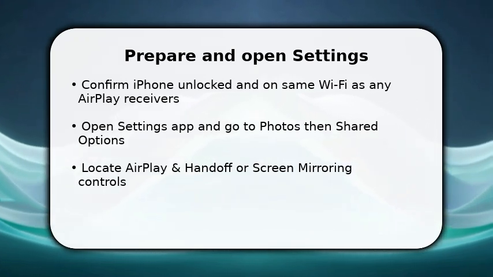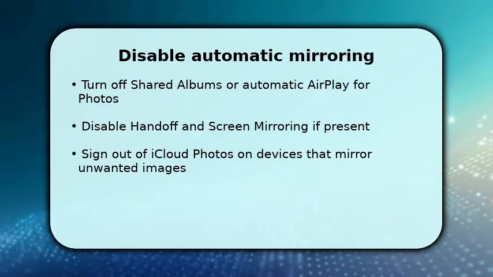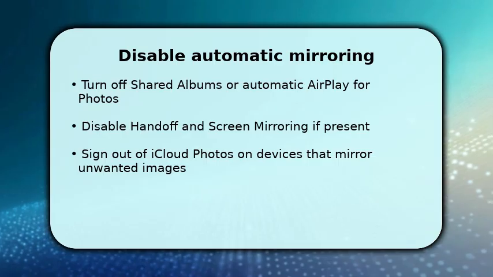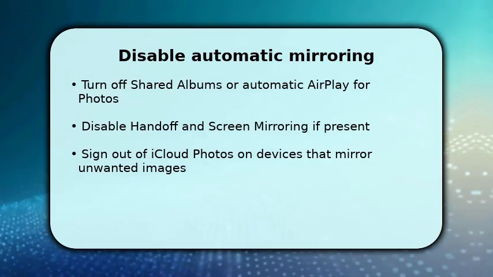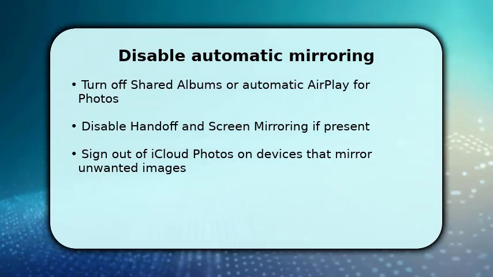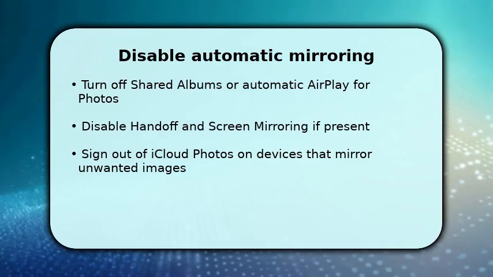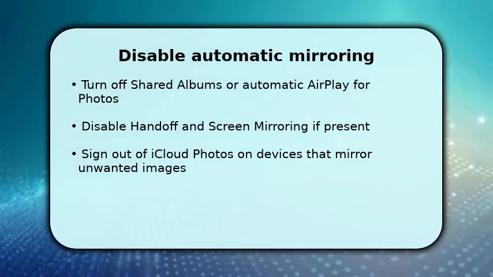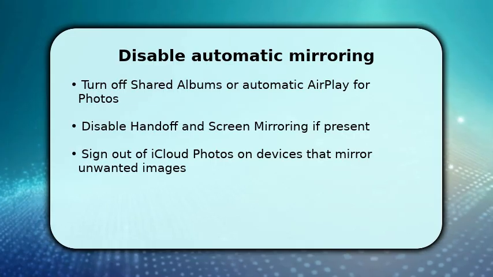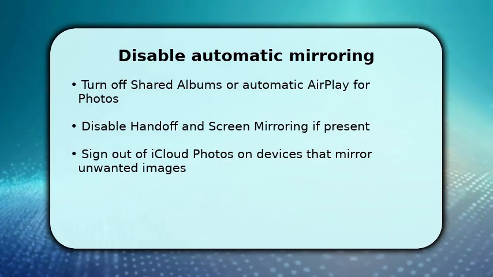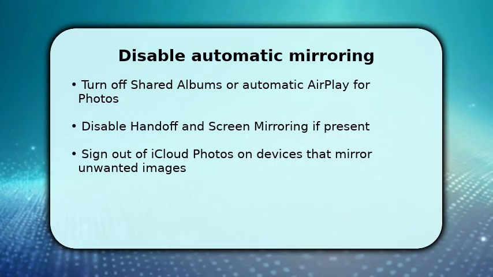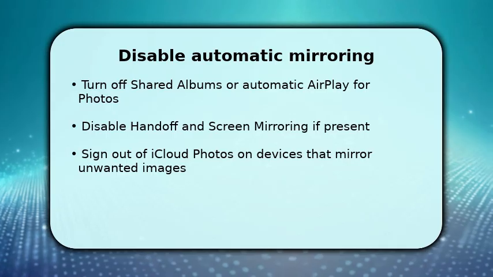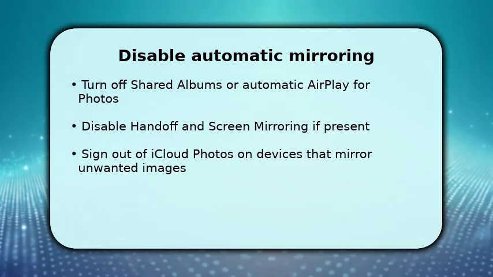Now you'll change the settings that cause photos to appear elsewhere. In Photos Shared Options, turn off Shared Albums or the Automatic AirPlay permission. That stops photos from being pushed. Next, go to AirPlay and Handoff and toggle off Handoff and Automatic Screen Mirroring so your iPhone won't hand images to nearby devices. If another device is still showing pictures, sign out of your Apple ID or iCloud photos on that device to break the sync. These steps modify both permission and account.